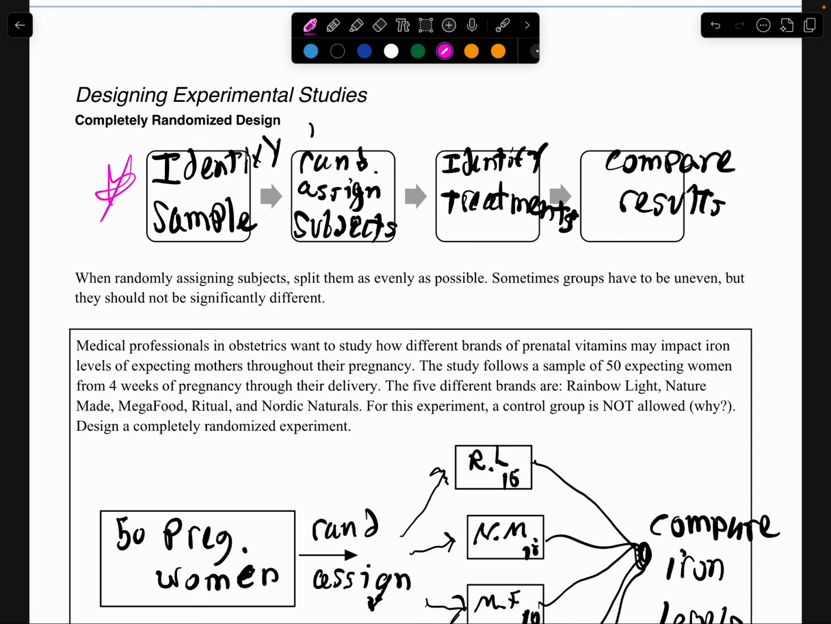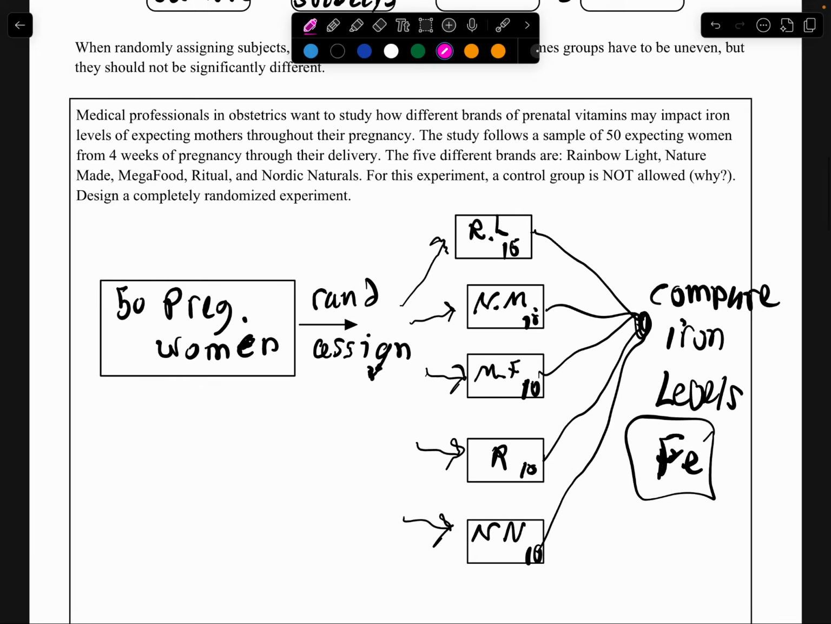We randomly assign the subjects. We identify the treatments. Again, it'll make more sense when I show you the picture and the practical problem. And this one should make sense anyway. We compare results at the end of the experiment. What worked, what didn't, or how good did this work compared to that.